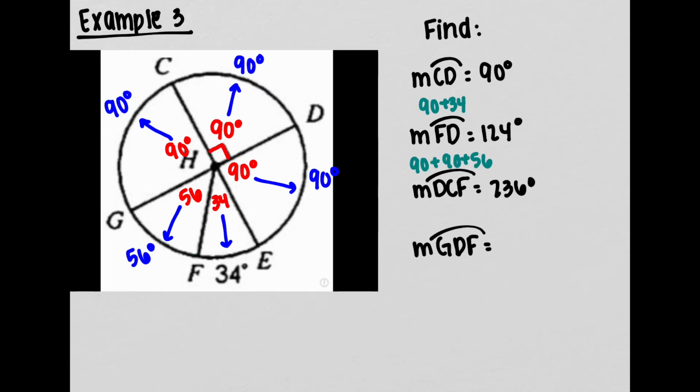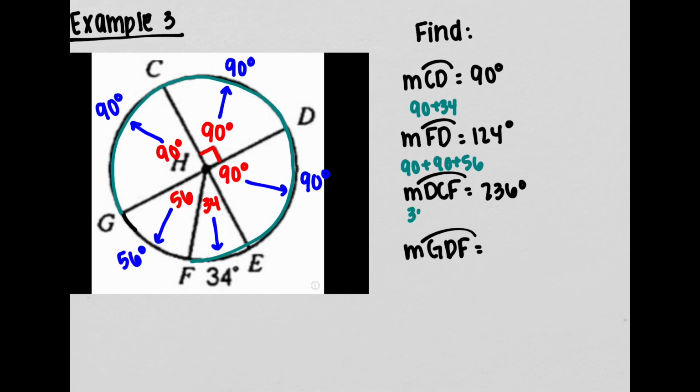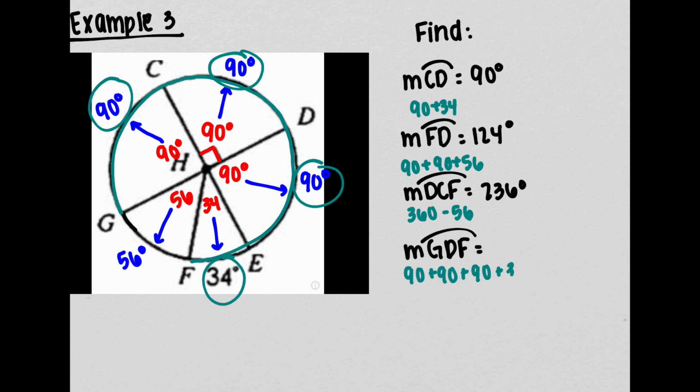And then the final question on this one, we're looking for the measure of arc GDF. So I start at G, I go to D, so G to D to F. There's 2 ways to do this. Since this only excludes one arc measure, you could actually do 360 minus that 56, or you can do what we've been doing and taking each piece and adding it together. When I do that, I would have 90 plus 90 plus 90 plus 34. So either of these would give you the same answer, and when you do that work, it gives you 304 as your answer.